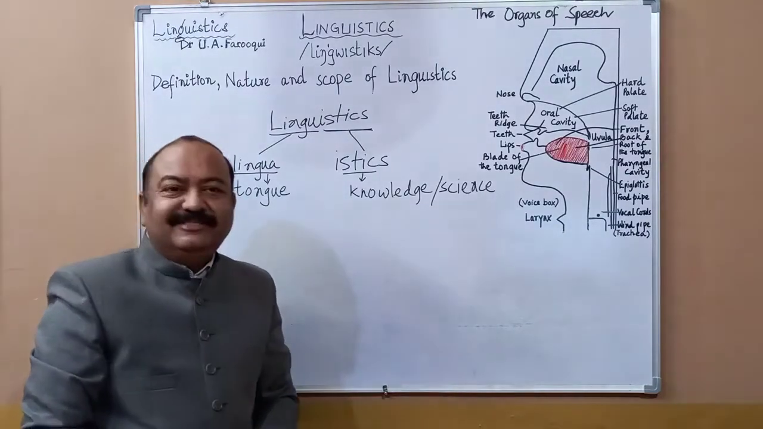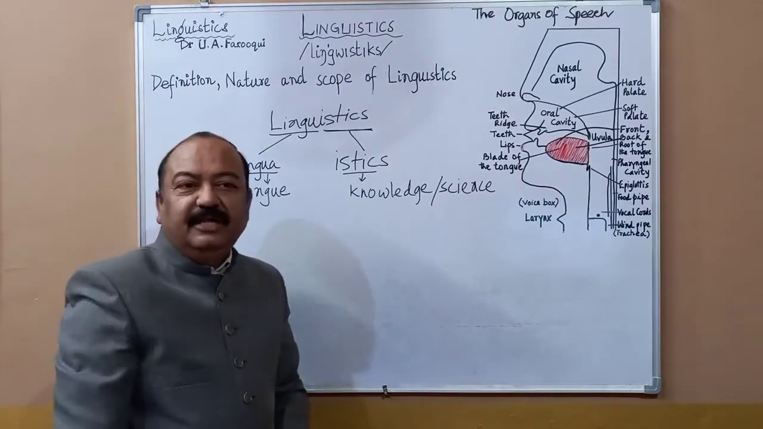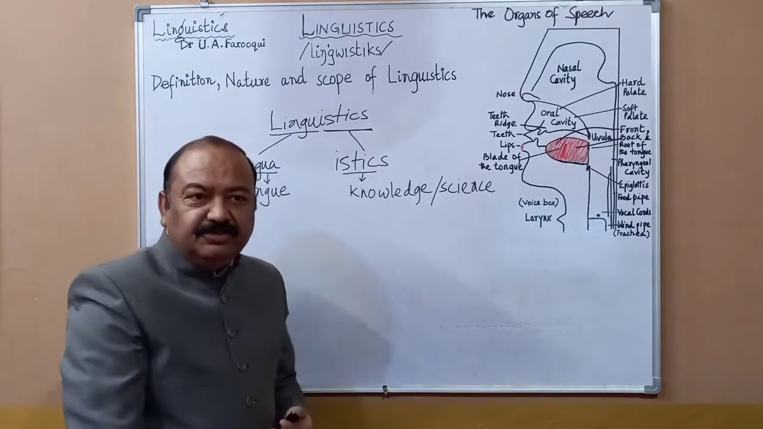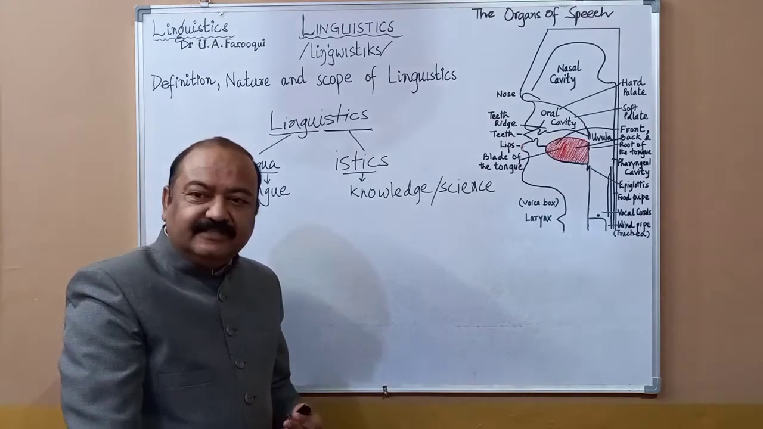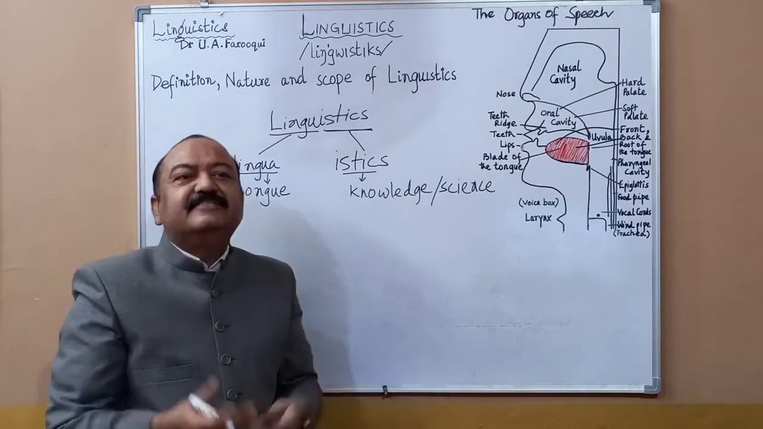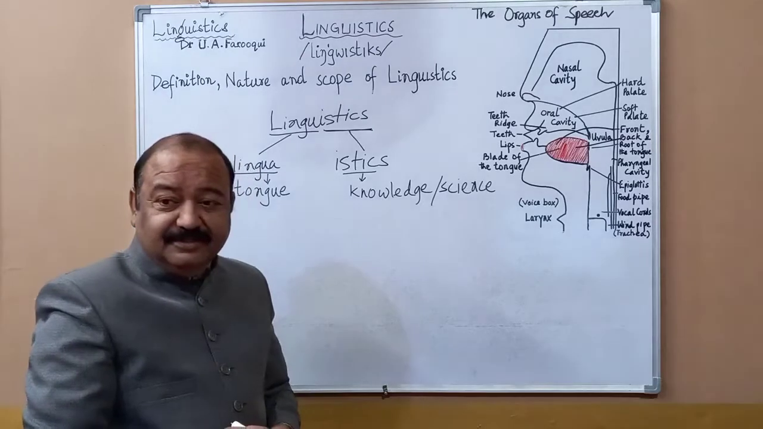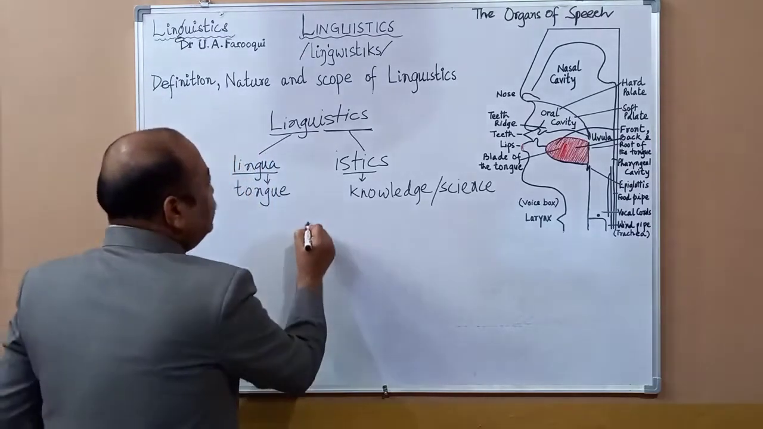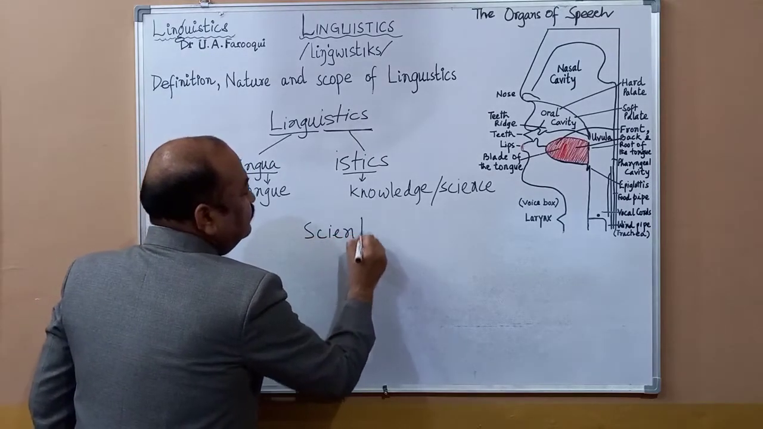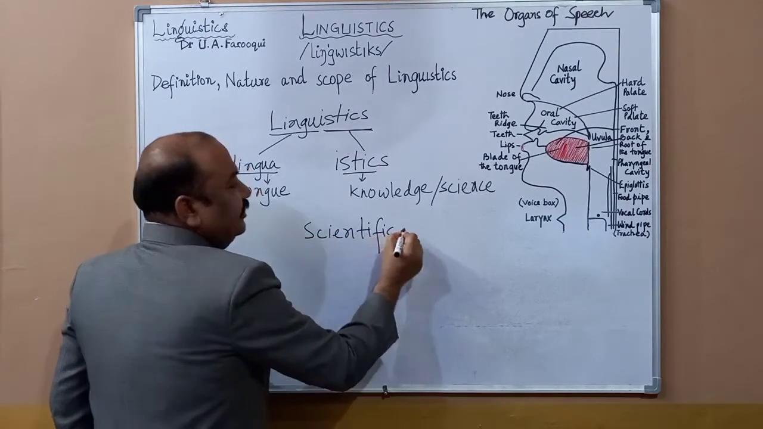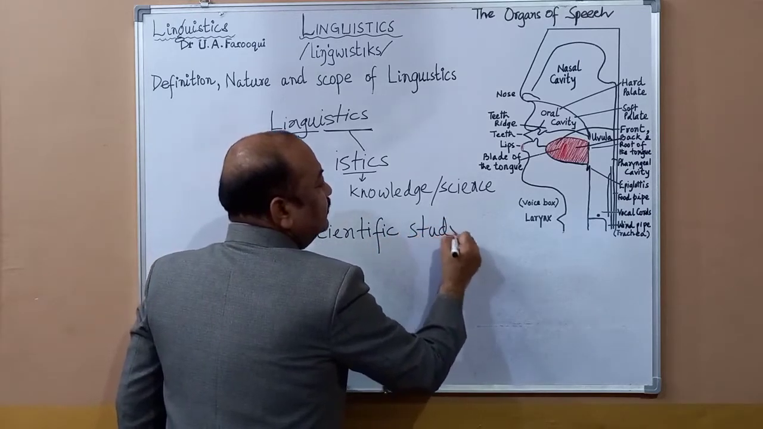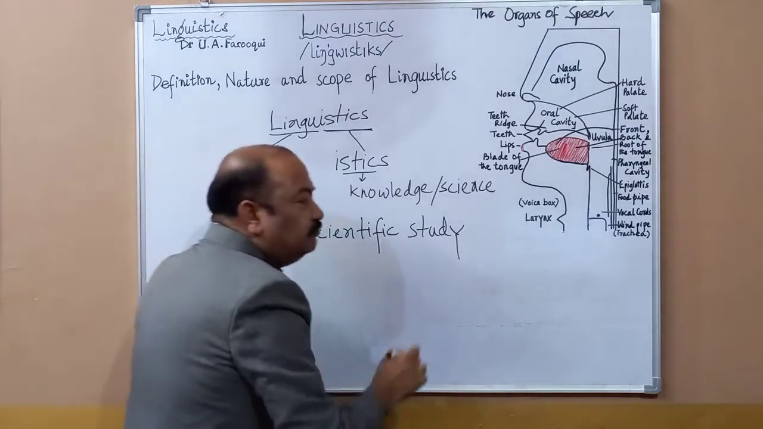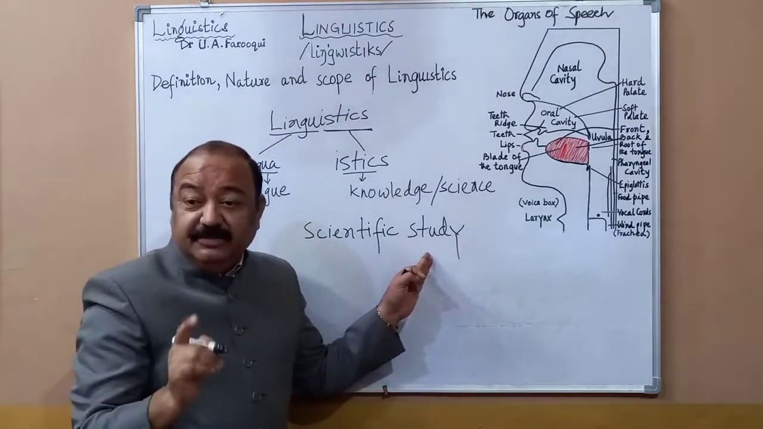So the word linguistics has been derived from the Latin word lingua, which means language, and ics means science. So what is it? Linguistics is the scientific study of human language. This is very important: scientific study of human language. Remember, human language.